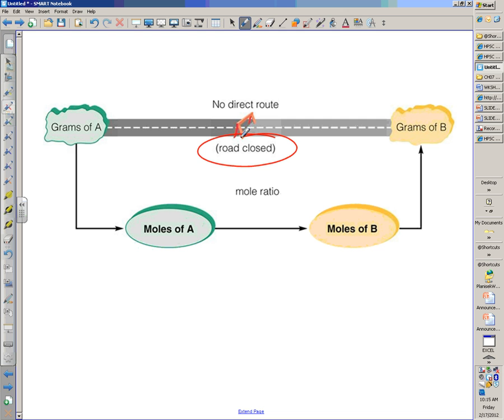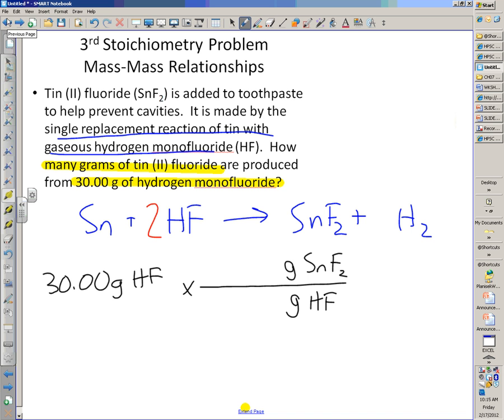Anyway, but we can compare moles to moles, right? That's a mole ratio. We've done that in every stoichiometry problem. So if we go back here, the first step to this problem has to be what? Convert to moles. So let's get rid of this, right? And then, Alex, what's going to go on the top of this conversion factor? Moles of hydrogen monofluoride.